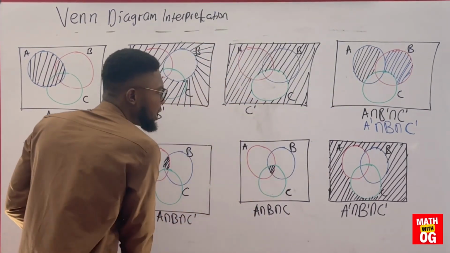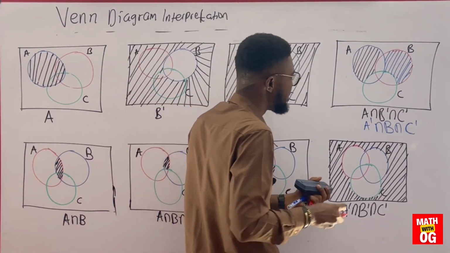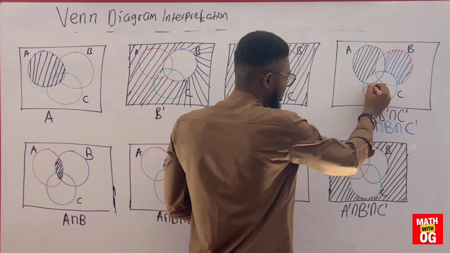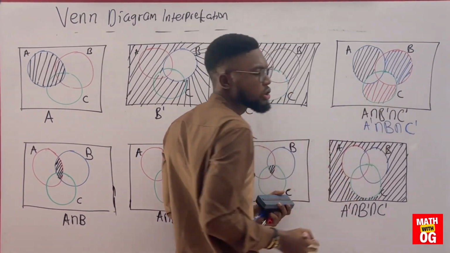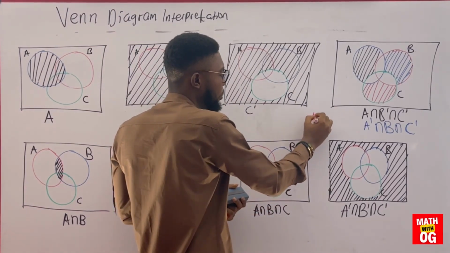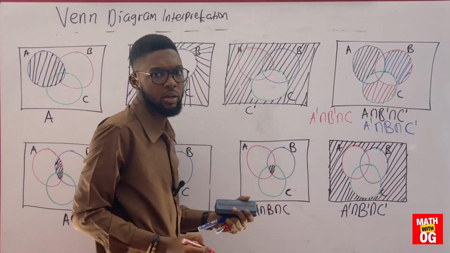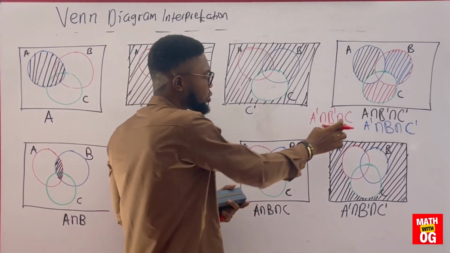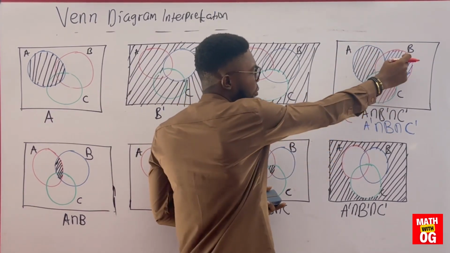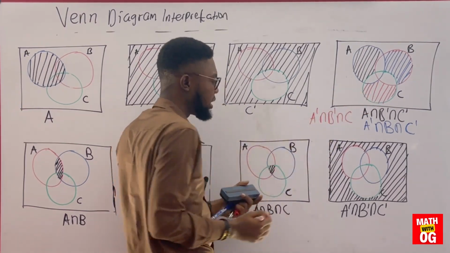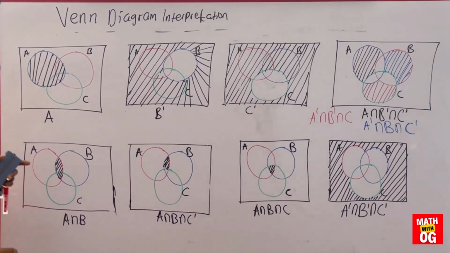Then lastly, if I'm to shade only C, this will be A complement intersect B complement intersect C. So I believe you understood what we did. This solution is for this black shaded part, this solution is for this blue shaded part, and this solution is for this red shaded part. Now let's move on to this.